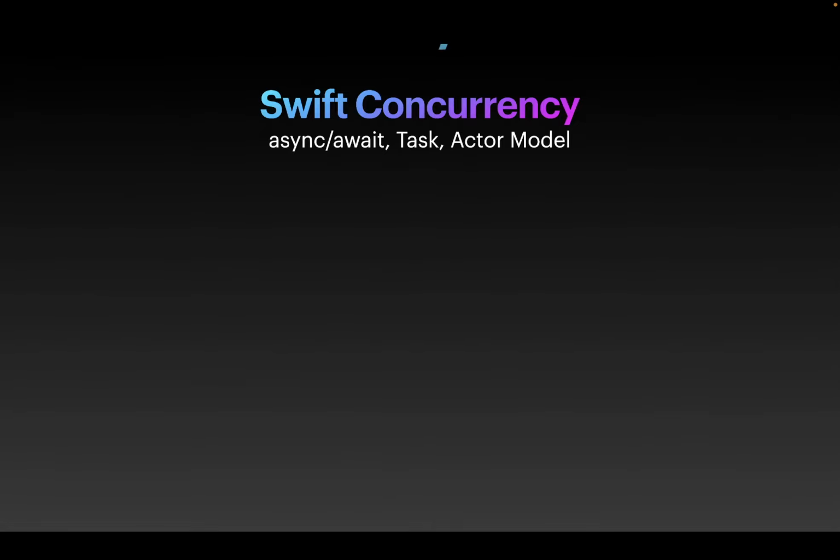But first let's ask a big question: why? Why do we want Swift concurrency? Because we already have Grand Central Dispatch, right? We have dispatch queue. We can achieve concurrency with a great tool. But the thing is, Grand Central Dispatch also has some problems.